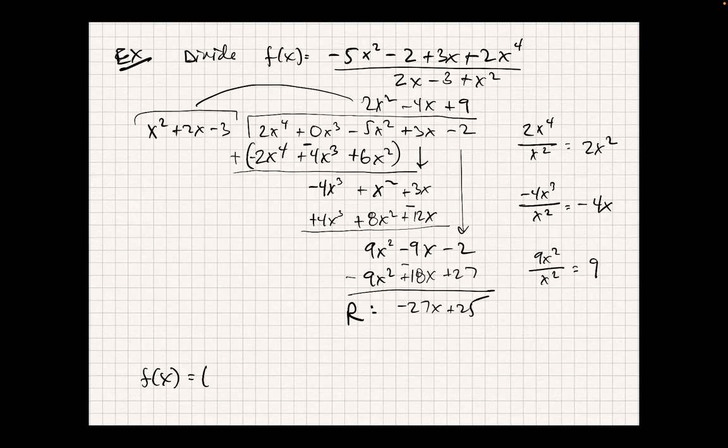So I have x squared plus 2x minus 3, because that's my divisor, times what? 2x squared minus 4x plus 9. Yep. And then negative 27x. Tell me exactly what to write. Minus 27x plus 25 over the divisor. That's literally what I was about to say. So my remainder is going to be a rational function.